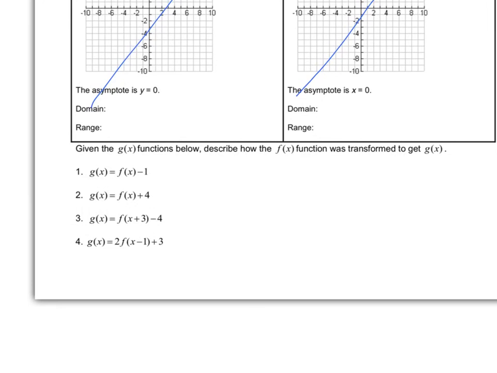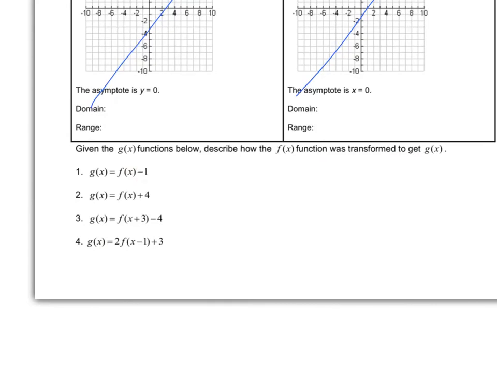Let's talk about those. So if you want to describe the transformation, you look whether you're adding outside the parentheses or inside. If you're adding or subtracting outside, it means you're moving up or down. If you're adding or subtracting inside the parentheses, so you're moving sideways, right or left. If you're multiplying by a number, it means you're stretching or compressing it. So let's talk about each one.